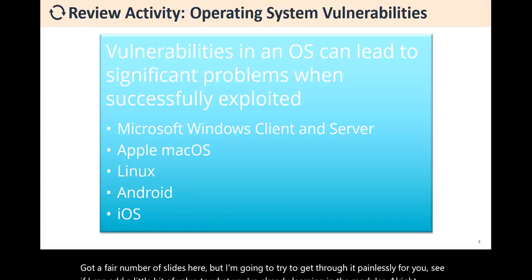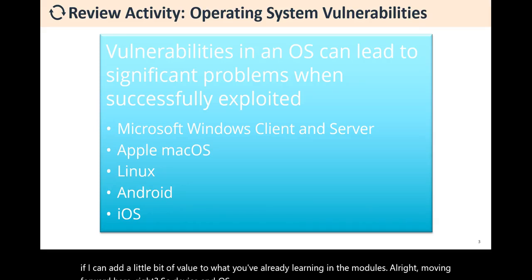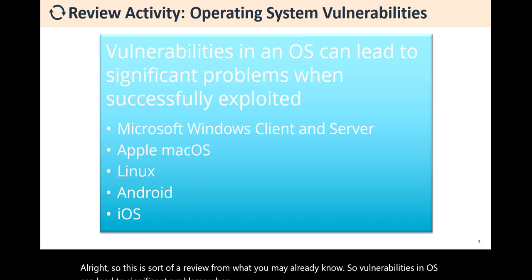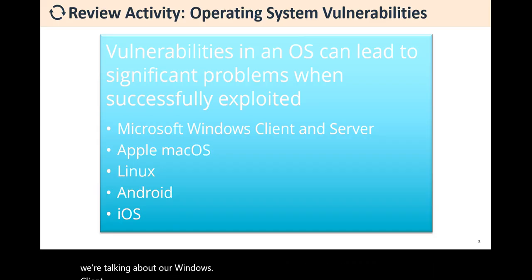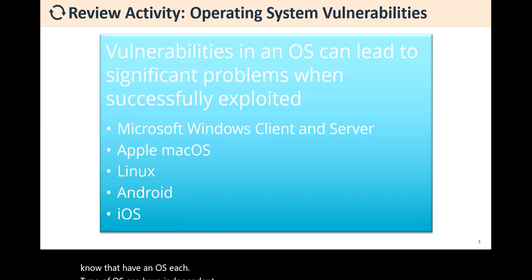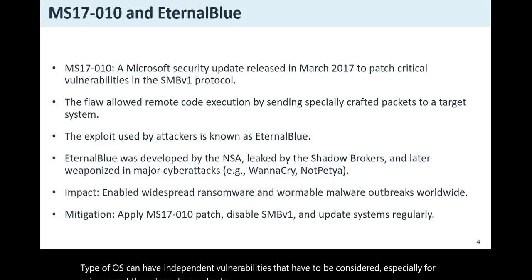Device and OS vulnerabilities. This is sort of a review from what you may already know. Vulnerabilities in an OS can lead to significant problems when successfully exploited. When we talk about an OS, we're talking about Windows client and server, Apple macOS, Linux, Android, and iOS. Any device that has an OS, each type of OS can have independent vulnerabilities that have to be considered, especially if you're using any of these devices to run your organization.